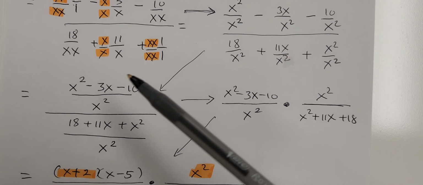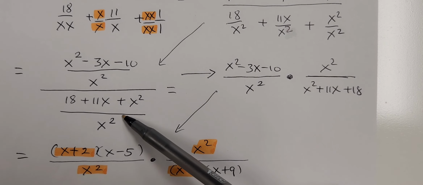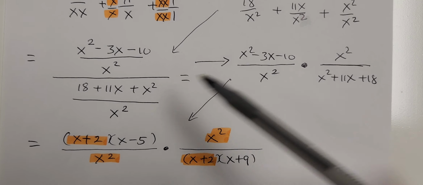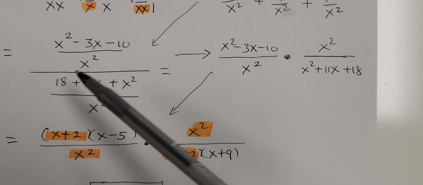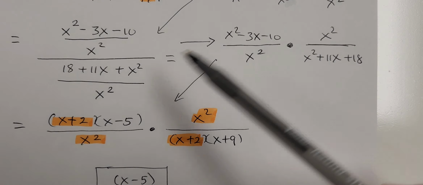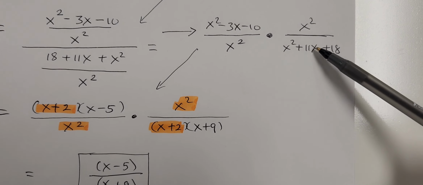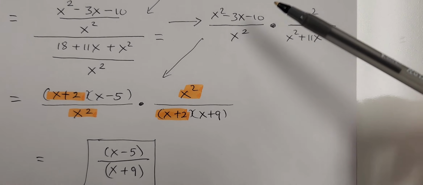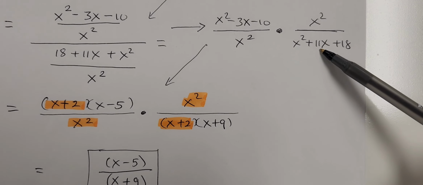Okay, next I'm going to do fractions divided by fractions. So keep, change, flip. So keep, that's what I have here. Change to multiplication, and I flip, so x squared goes on top, and then the x squared plus 11x plus 18 is written over here. Okay, next I factor the top here, which comes out to be x plus 2, x minus 5. I factor the x squared plus 11x plus 18, it becomes x plus 2, x plus 9. Okay, so I went from here to here by factoring this trinomial.